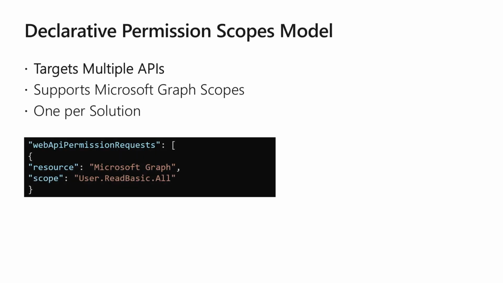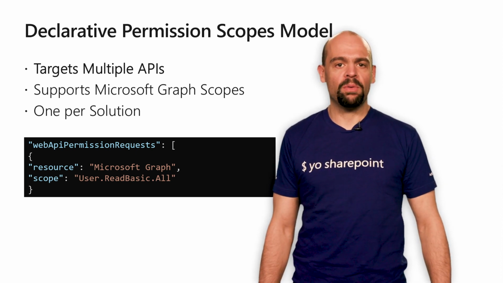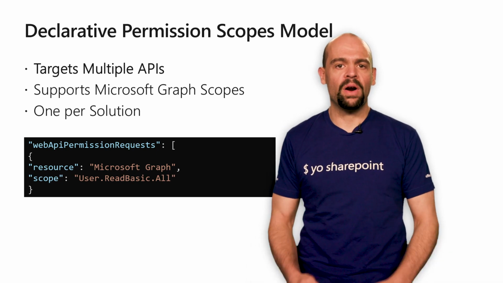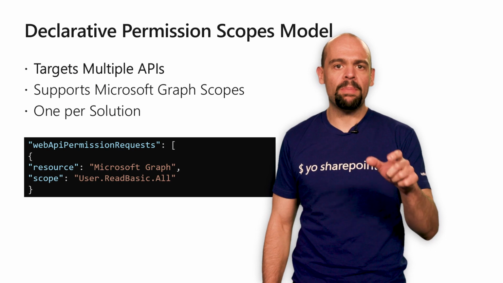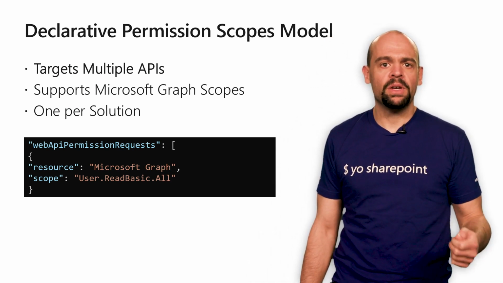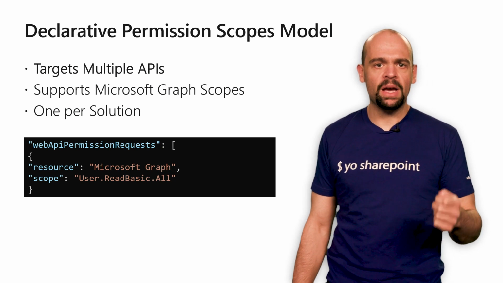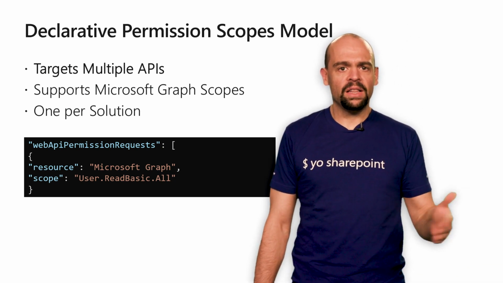To consume Microsoft Graph or any other web API, you need to explicitly declare the permission requirements. Starting from 1.4.1 of the SharePoint Framework, developers can configure required permission scopes directly in their solutions by configuring the web API permission request property in the config file. The format is quite intuitive. You simply specify the name of the API, Microsoft Graph, and the required scopes. Other than that, everything is done.